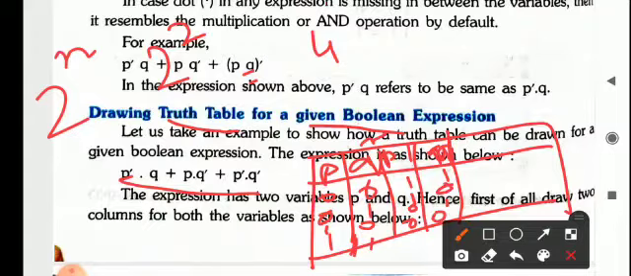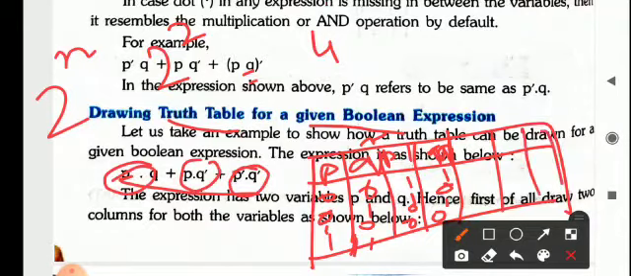Then we have to make a column for P dot Q naught and P naught dot Q, and finally for the third one, P naught and Q naught, and then we have to OR them all together. This way you have to keep on adding columns. This is how you are going to create a truth table.